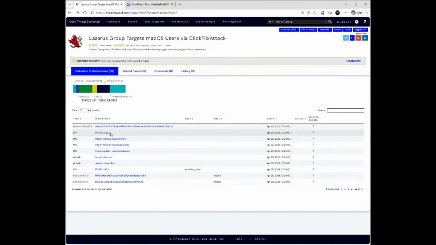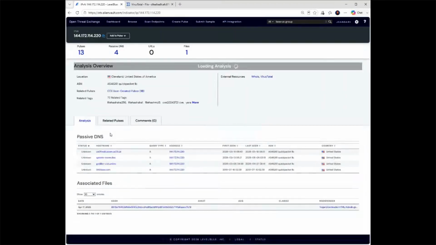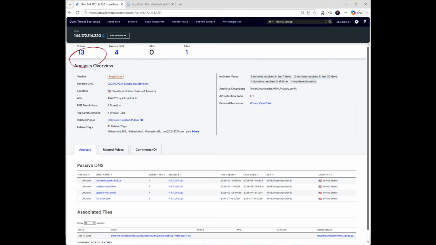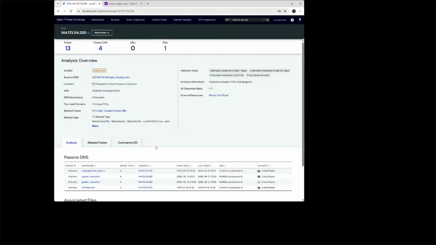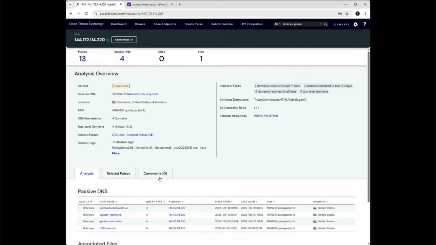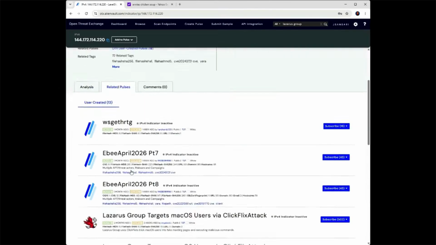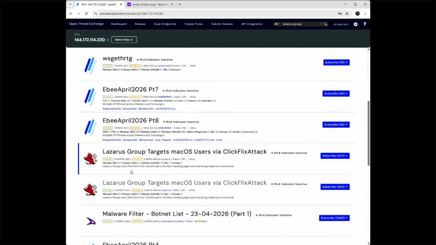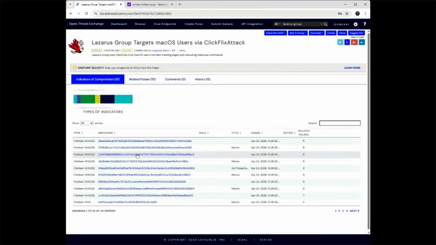Finally, I'm searching the IP address. The IP address appears in 13 threat pulses and is classified as suspicious. One pulse that stands out is "Lazarus Group targets macOS users via quick-fix attack," which links the infrastructure to a recent Lazarus operation targeting macOS users.